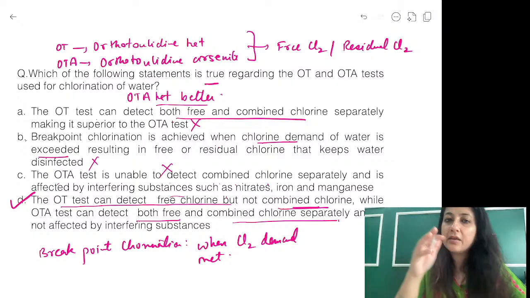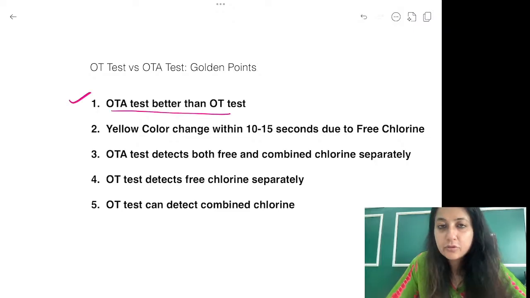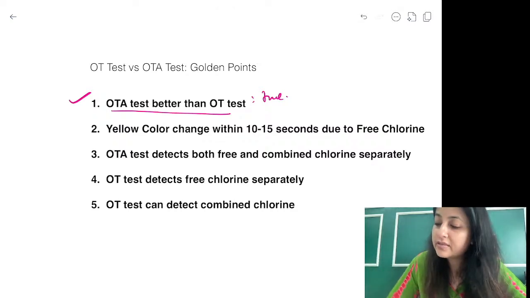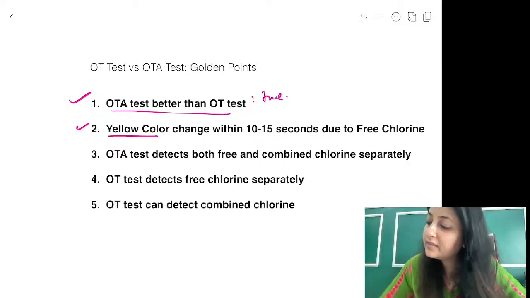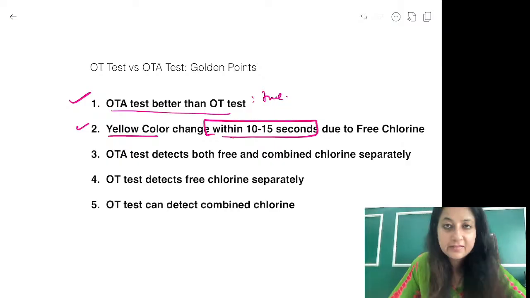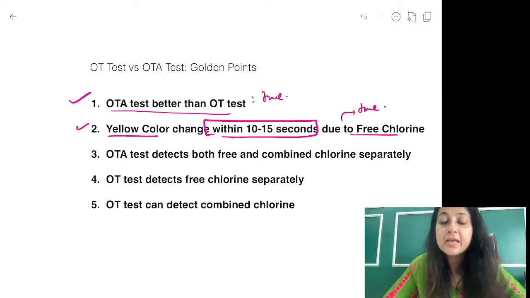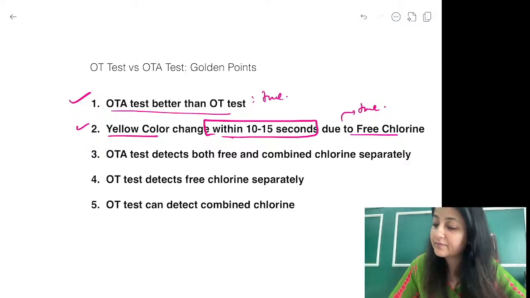Everyone, did you understand? Now just a replica of these points. You have to tell me true or false. Golden point. OTA test better than OT test? True. Whenever you add OT or OTA reagents, these are chemical reagents, into water, what is the color that you see? Yellow color. Yellow color that you see within the first 10 to 15 seconds, guys, is due to free chlorine. Again, this is true. If you have to measure free chlorine, you have to measure in the first 10 to 15 seconds.